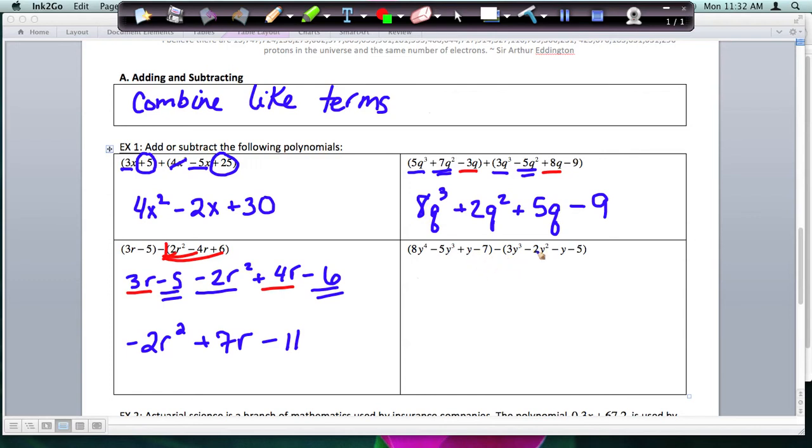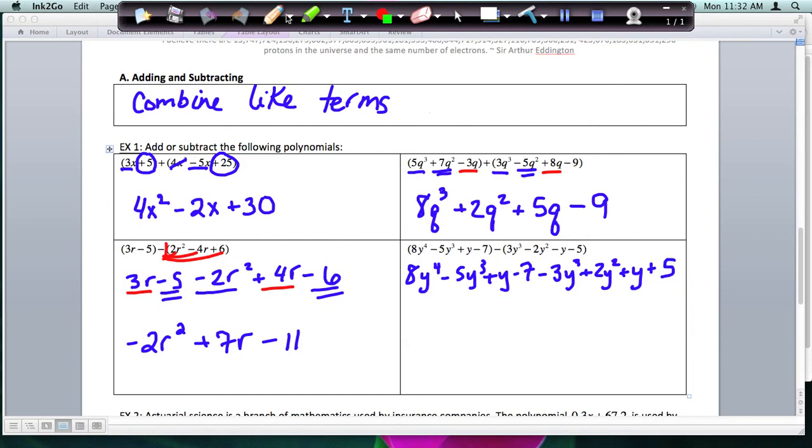Okay, so let's do the same thing with the second one. Let's distribute the negative through the parentheses first. So I'm going to rewrite everything. Minus 5y cubed plus y minus 7. I'll distribute the negative, and I'm going to have minus 3y cubed plus 2y squared plus y plus 5. So I changed all the signs. Now let's write in descending order.